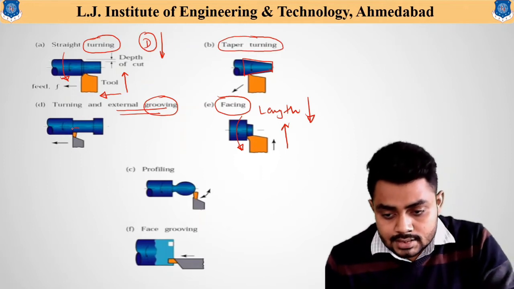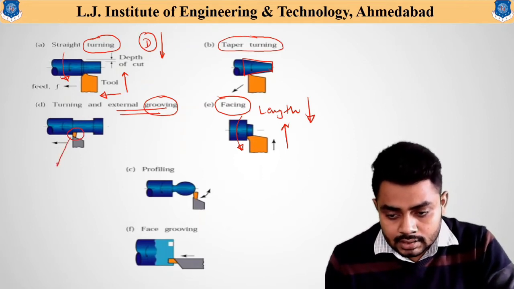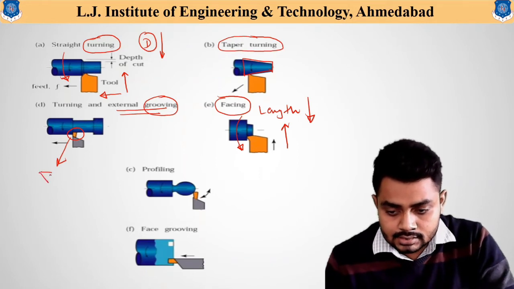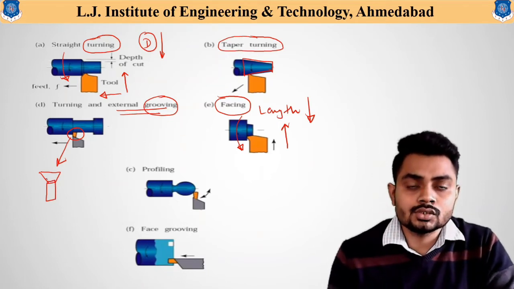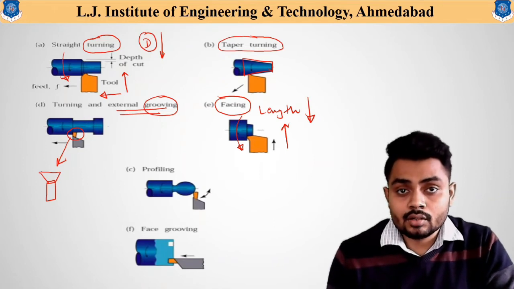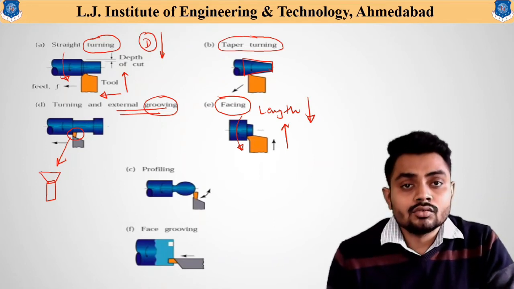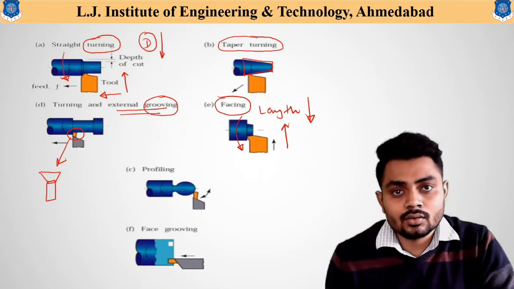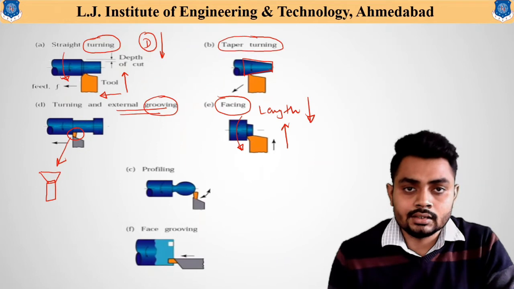Here you can see that the cutting tool has a different design and it has a wider cutting section. So this type of larger width cutting tool is used for the external grooving operation. And again, this grooving operation is helpful when we want to reduce the diameter of the component at a certain location and up to a certain length.